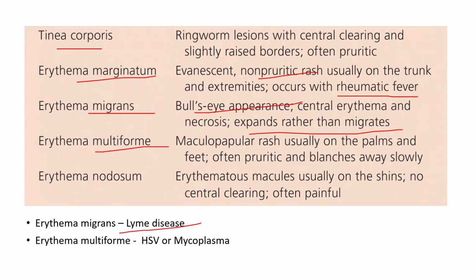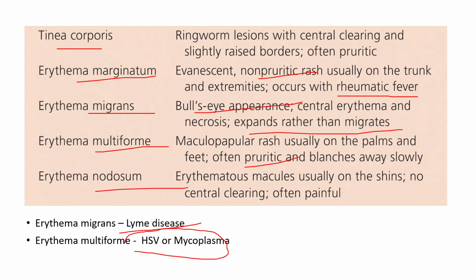Erythema multiforme is usually a maculopapular rash on the palms and feet. It's often pruritic, blanches very slowly. It can be seen with mycoplasma or even HSV. The mycoplasma, you have so many associations. It's an atypical pneumonia causing organism. It can have cold agglutinins, cold AIHA. It can have erythema multiforme. It can have bullous myringitis. Okay, so many things associated with mycoplasma. It's a type of atypical pneumonia.